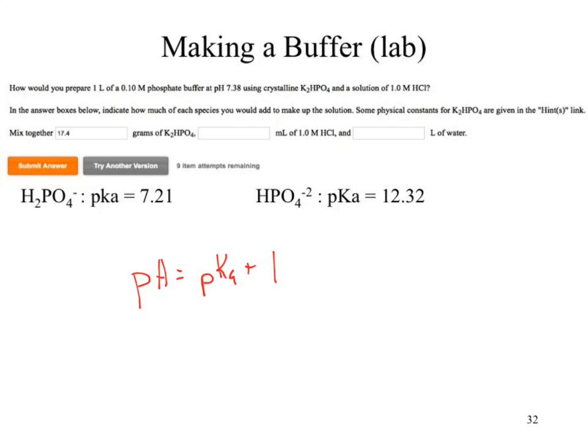So if we write this out more generically, A minus over HA. If I give you A minus concentration and HA concentration and the pKa, can you solve for the pH? Yes. What if I give you the pH and the concentration of A minus and HA? You'd solve for the pKa. That is the level that I expect you to manipulate.